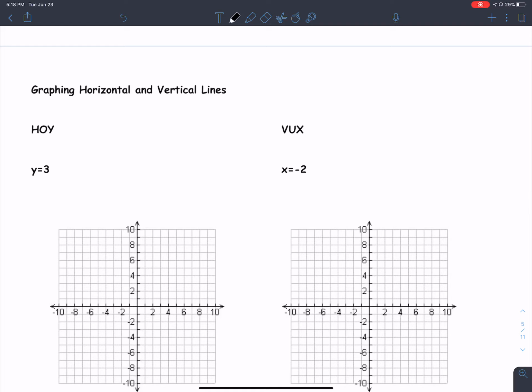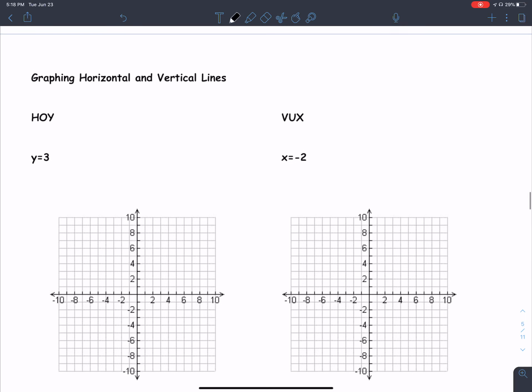So another thing we got to talk about is graphing horizontal and vertical lines, okay? I cannot take credit for what I'm about to tell you, but this really cool way of remembering the difference between horizontal and vertical lines is something I call Hoy and Vux, okay? Horizontal lines, okay, have a 0 slope and they have a y equation. So that's where I get Hoy, okay?